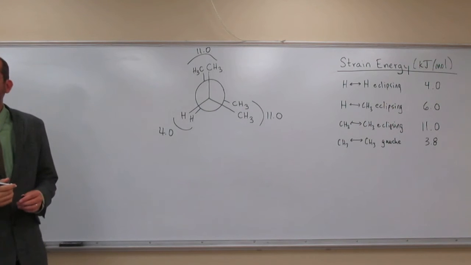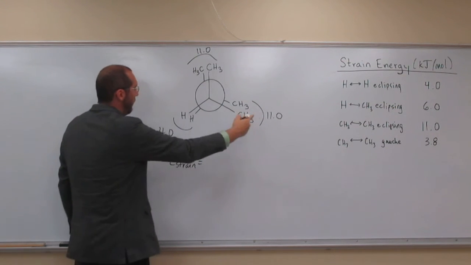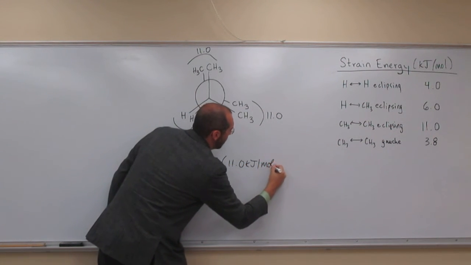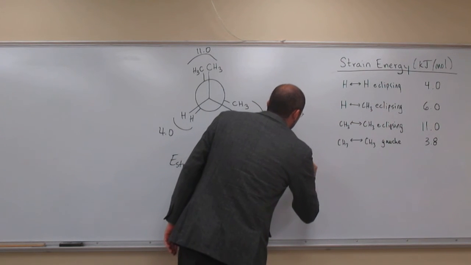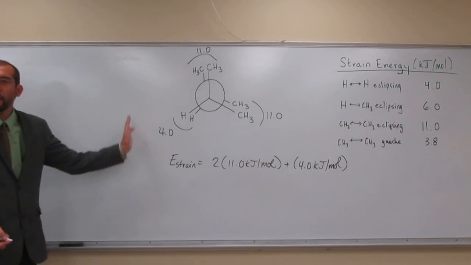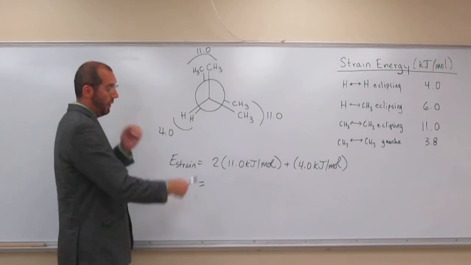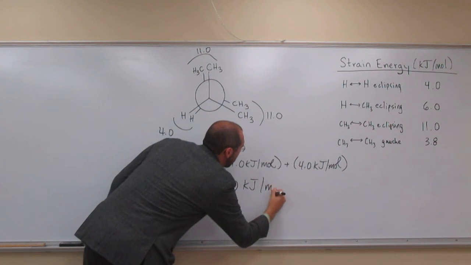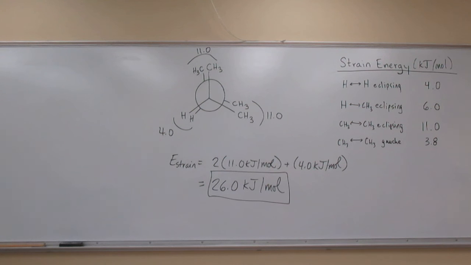And then it says we have to show our calculation. So we'll just say the strain energy equals 2 times 11.0 kilojoules per mole. Remember, we're still in chemistry, so we gotta write our units. And then we're going to add that to 4.0 kilojoules per mole. Okay, are there any questions about what we've done so far? Okay, good. So 2 times 11, that's 22, plus 4, that's 26, right? So 26.0 kilojoules per mole. And then box the answer so Professor Heath knows which one you want me to look at.